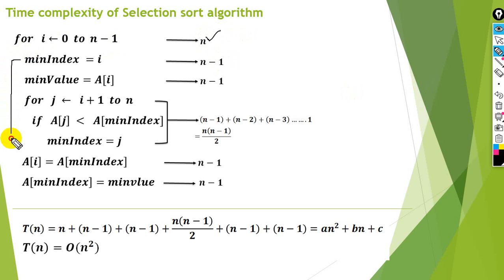Now the for loop body starts from here up to here, so all of these will be executed n minus 1 times. Then there is another loop inside. How does this loop execute? Here the j value starts from i plus 1. If i is 0, j is 1, and it will execute up to n minus 1. For example, an array of size 4.